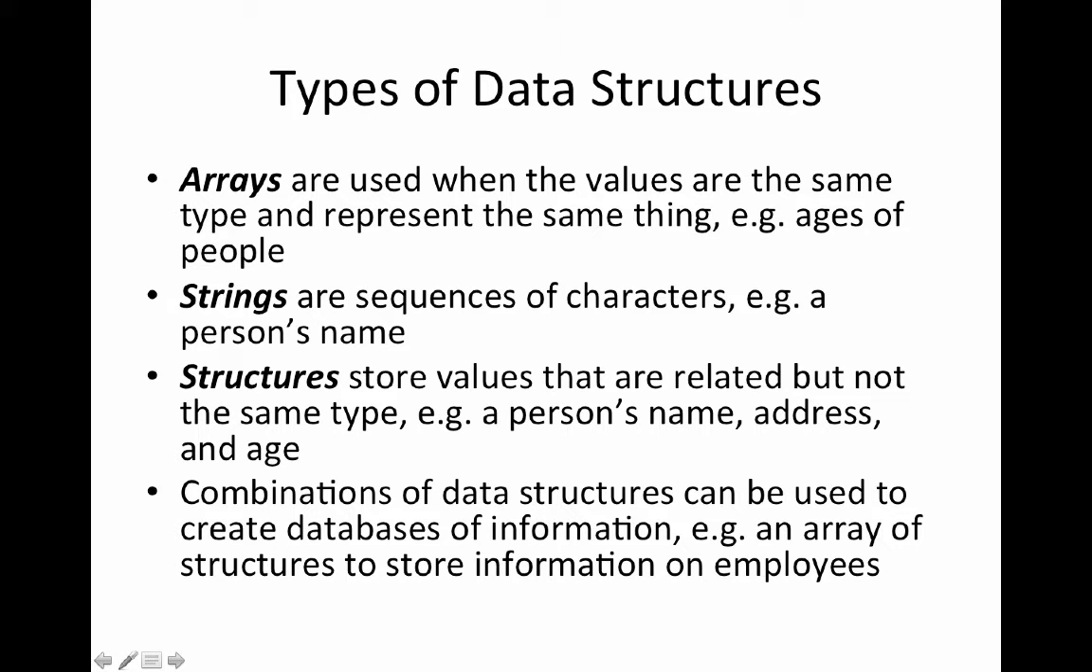There are different types of data structures. Arrays are used when the values are the same type and they represent in some sense the same thing. For example, ages of people: they're all numbers and they represent in some sense the same thing, in that each number is an age of a person.